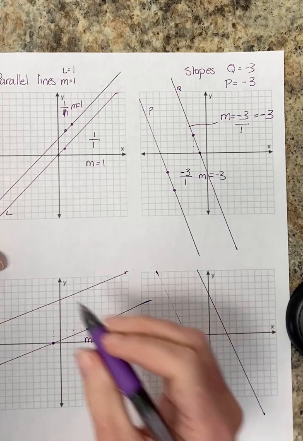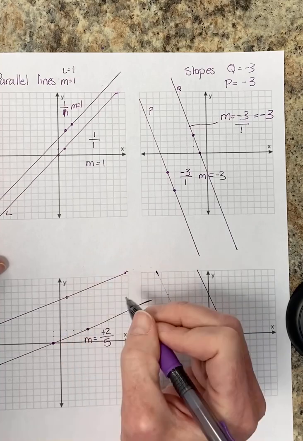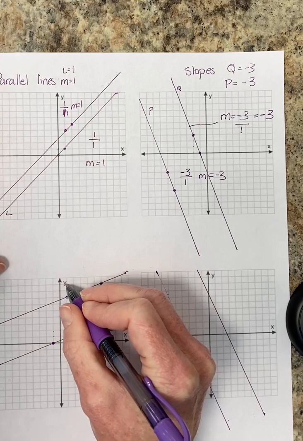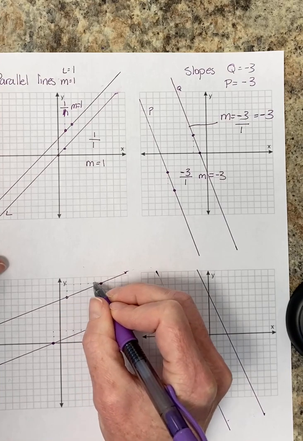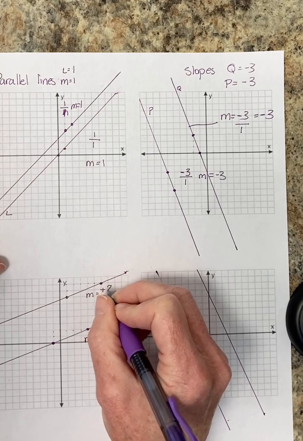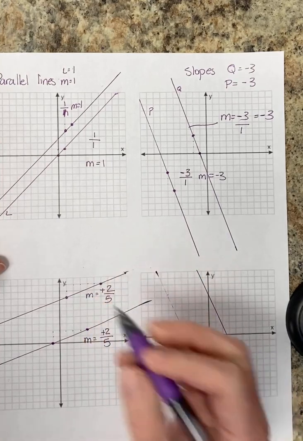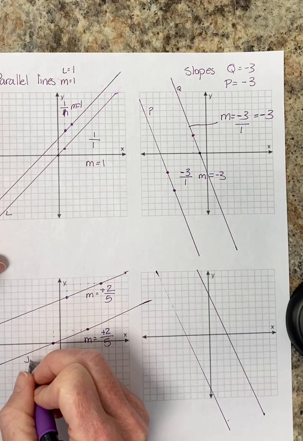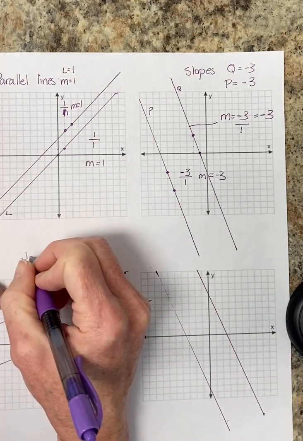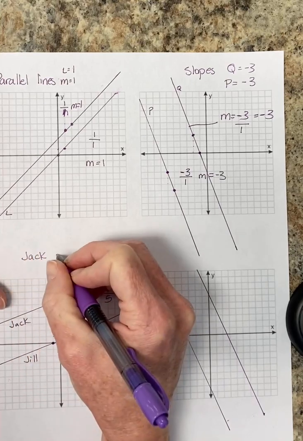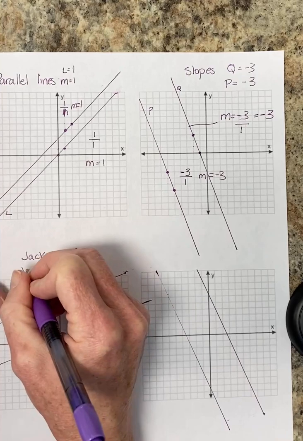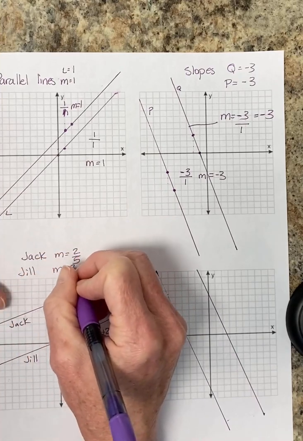So let's see what we have going on up here. So there's a nice point and there's a nice point. So we go up 2 and to the right 5. 1, 2, 3, 4, 5. So the slope is positive 2 over 5 again. So if I call this one Jill and this one Jack, because let's get some creative names here, right? Jack's slope is 2/5 and Jill is 2 over 5.